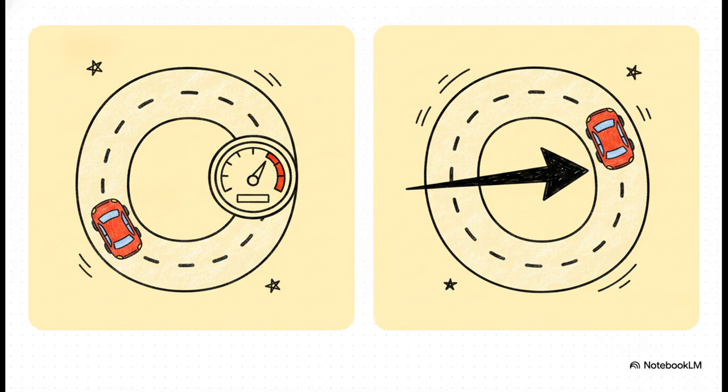Speed is simply the distance traveled per unit time. When you look at a car's speedometer, it's literally telling you the speed. But velocity is displacement per unit time. It's speed with a specific direction attached to it. Both share the vital SI unit of meters per second.